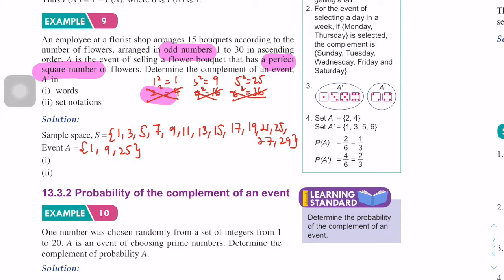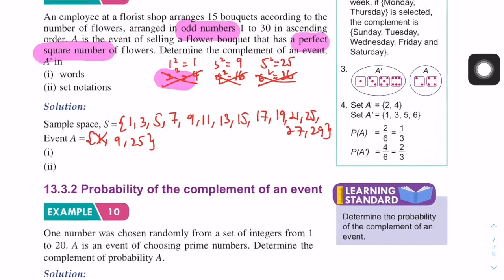But please be careful over here. A is the event of selling a flower bouquet. What does it mean, a flower bouquet? Jambangan bunga, jambak bunga. Dalam jambak bunga ada ke sekuntum bunga je? Bukan kan? Sekuntum bunga satu kita tak panggil dia bouquet. So 1 is not in event A. So we only have 9 and 25.